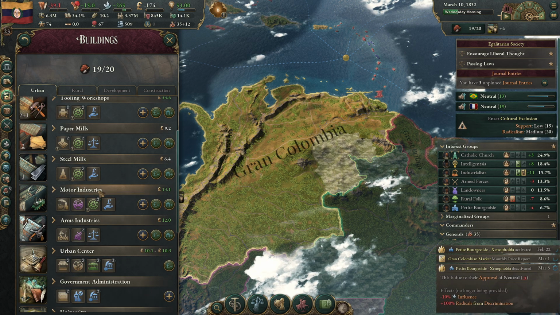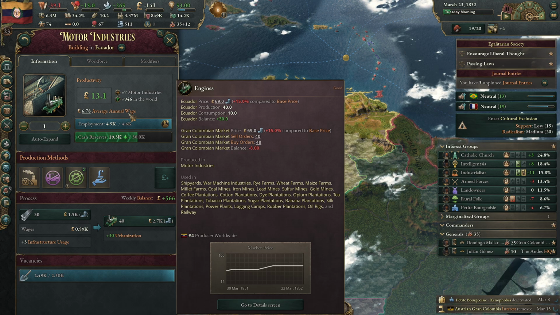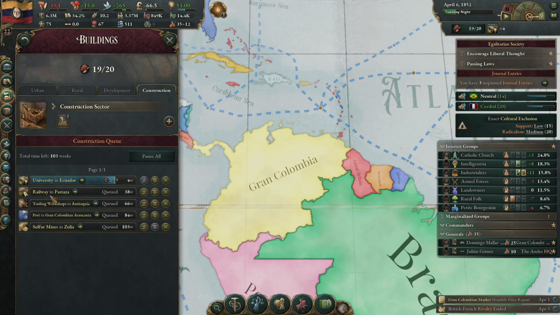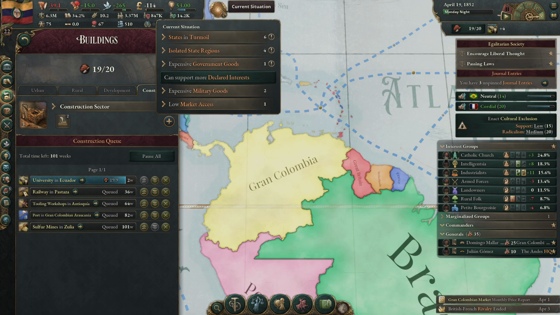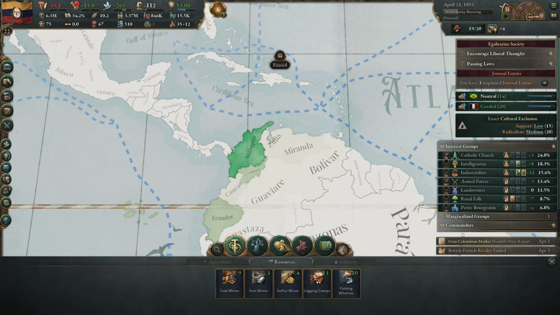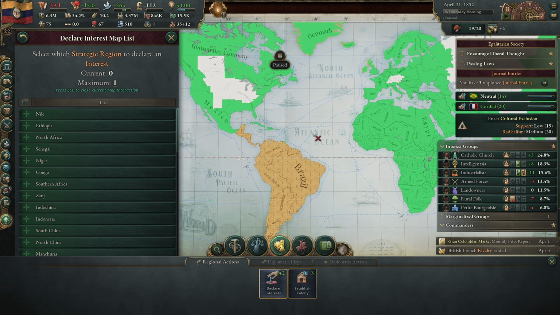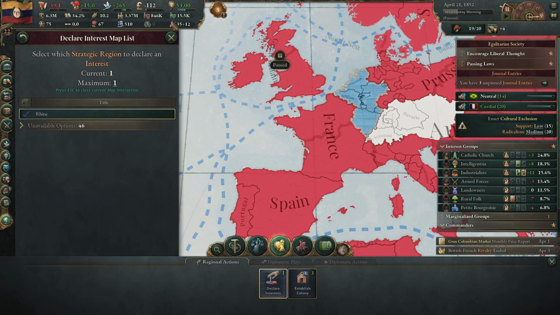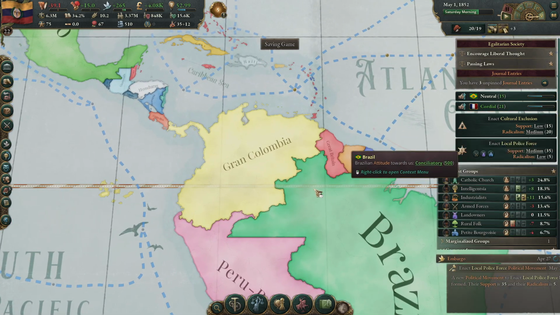How is my motor industry doing? They should make a lot of money. Yeah, they are okay. We're using a little bit more engines than we are making. And we are having one more railway in the queue. Yeah, we need to build that because we have no market access there. So we can have more interest apparently. Okay, we have all interest over here automatically. If I put it here, we have interest with Netherlands, Belgium and France. And Prussia. To maybe talk to these countries.